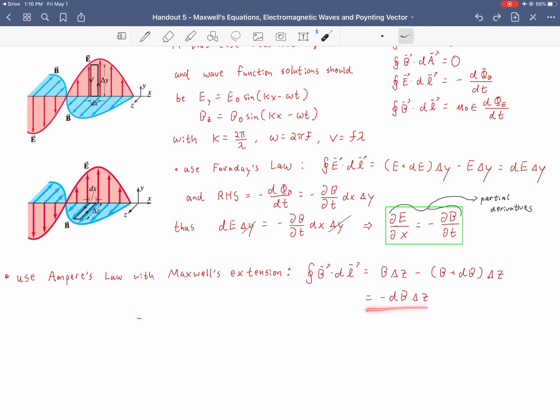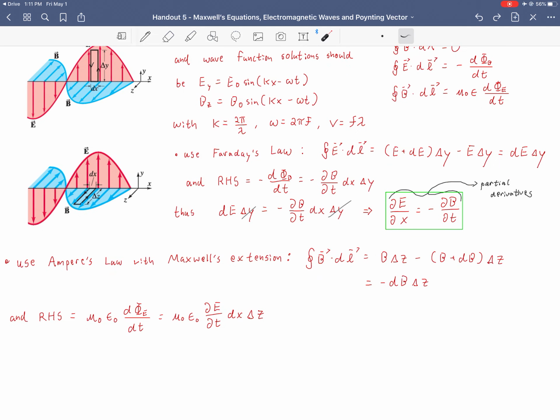Okay? So this simplifies in a very similar way to the Faraday's law one. It simplifies to just dB times delta z. In this case, there's a negative, and again, that's because of that whole 3D nature. Then the right-hand side of Ampere's law with Maxwell's extension is just the same sort of flux argument. The area is time-independent, so it just comes right out. And then all we're left with is the electric field, which stays inside the derivative because it is time dependent.